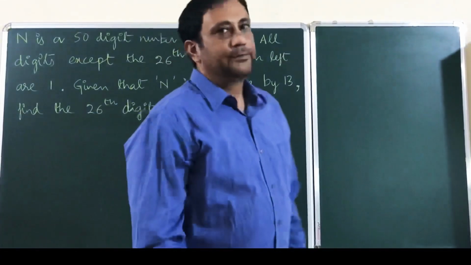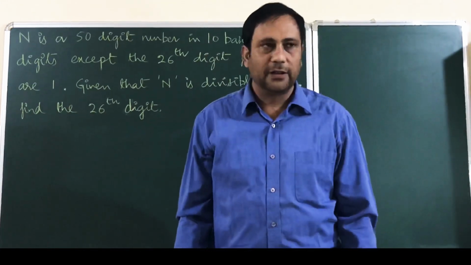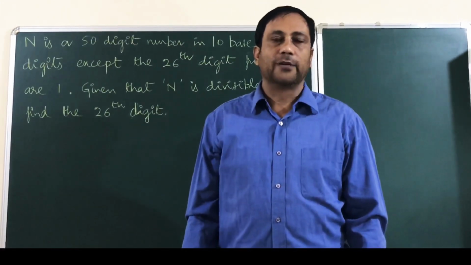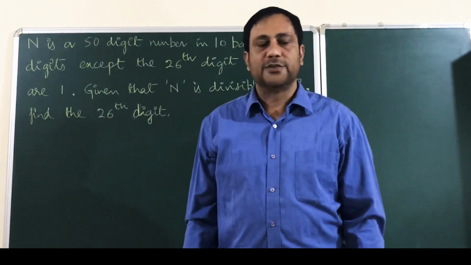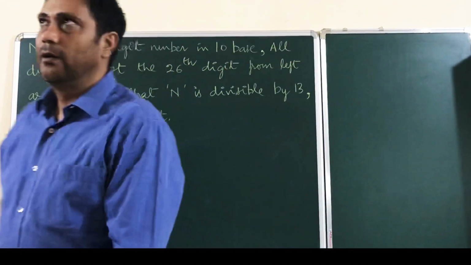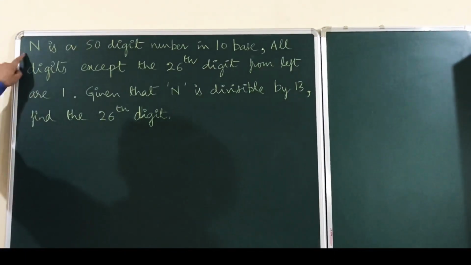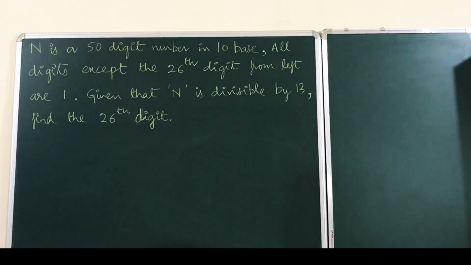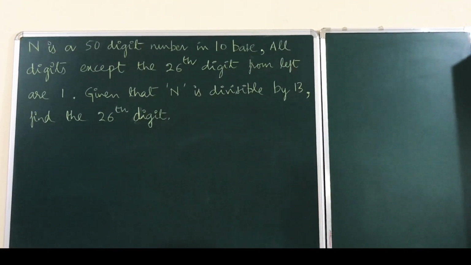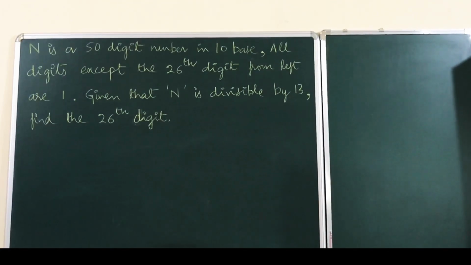Hello friends, in the first lecture we developed different concepts of divisibility. Now we are going to discuss a few problems asked in Olympiads based on those concepts. This is a problem asked in the Regional Maths Olympiad, and the problem says that n is a 50 digit number in base 10. All the digits except the 26th digit from the left are 1. Given that n is divisible by 13, find the 26th digit.